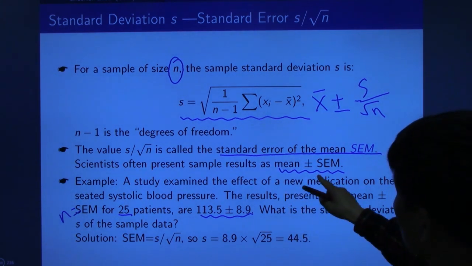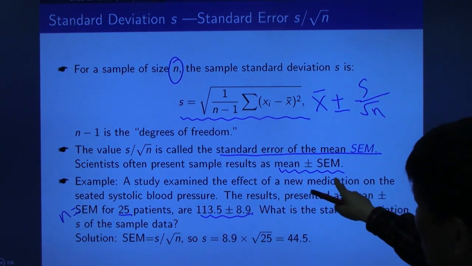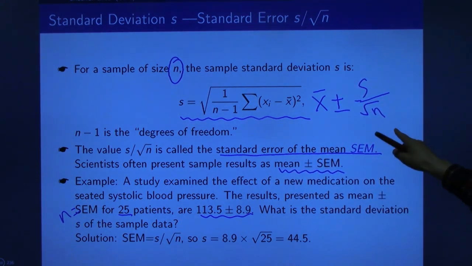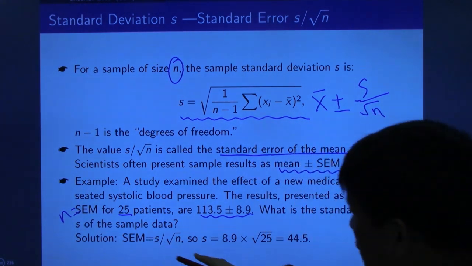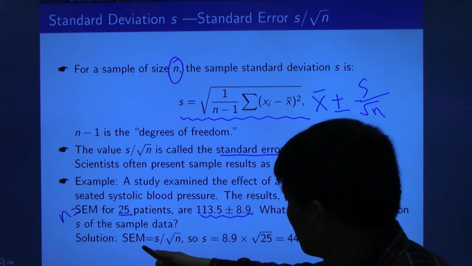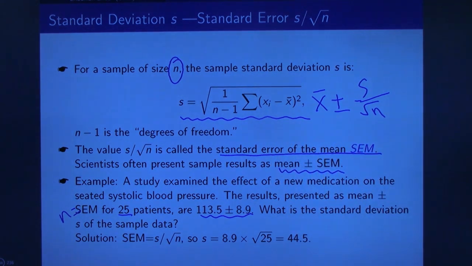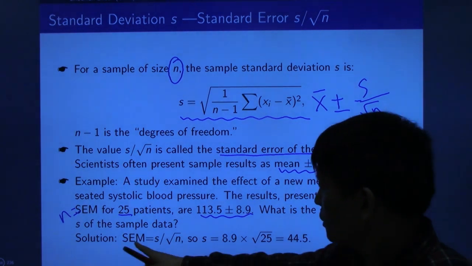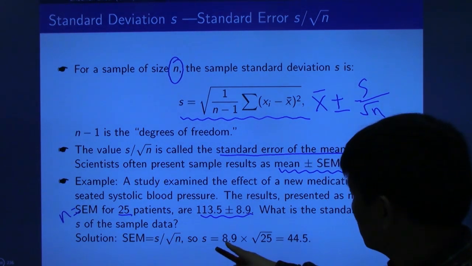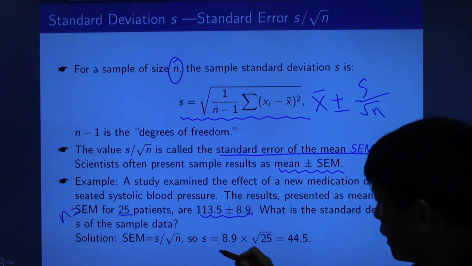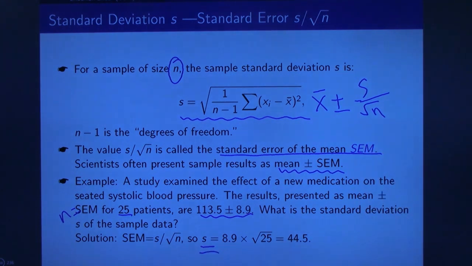Because the standard error of the mean equals S divided by square root of n. So SEM equals S over square root of n, and this is given as 8.9. And S is what we are looking for. n is 25. So S equals SEM times square root of n. So 8.9 times square root of 25, which is 5. So 8.9 times 5 equals 44.5. And this is S. So S equals 44.5.